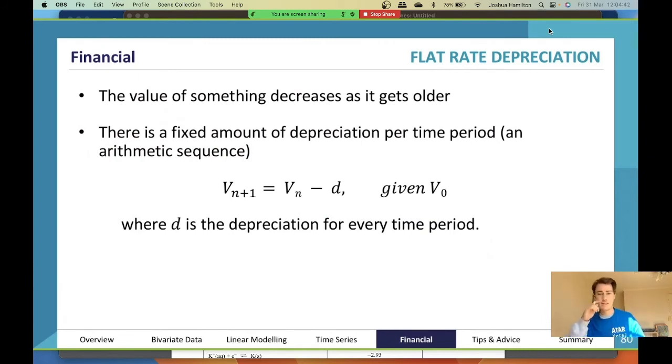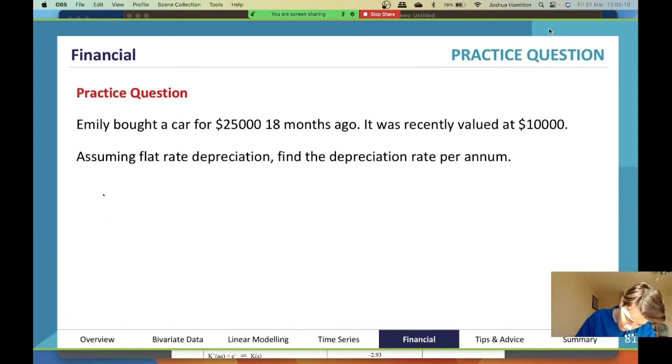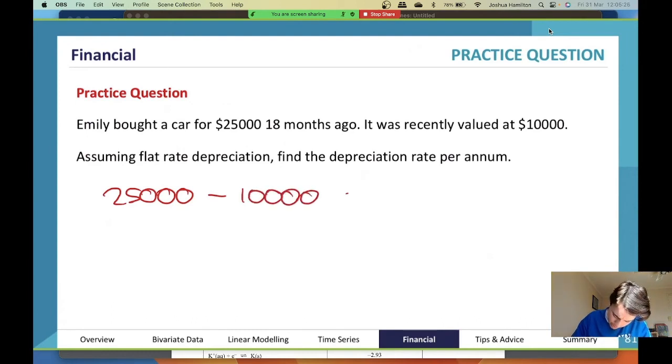So now let's look at flat rate depreciation. This is like simple depreciation, but you usually just get given a value. Again, it's the same as simple interest in that it's a percentage of the original price, but usually you're just given a value. So it says here, Emily bought a car 18 months ago at $25,000. It was recently valued at $10,000. Assume flat rate depreciation, find the depreciation rate per annum. So let's find the difference first. 25,000 take 10,000 equals 15,000. So that's our difference.